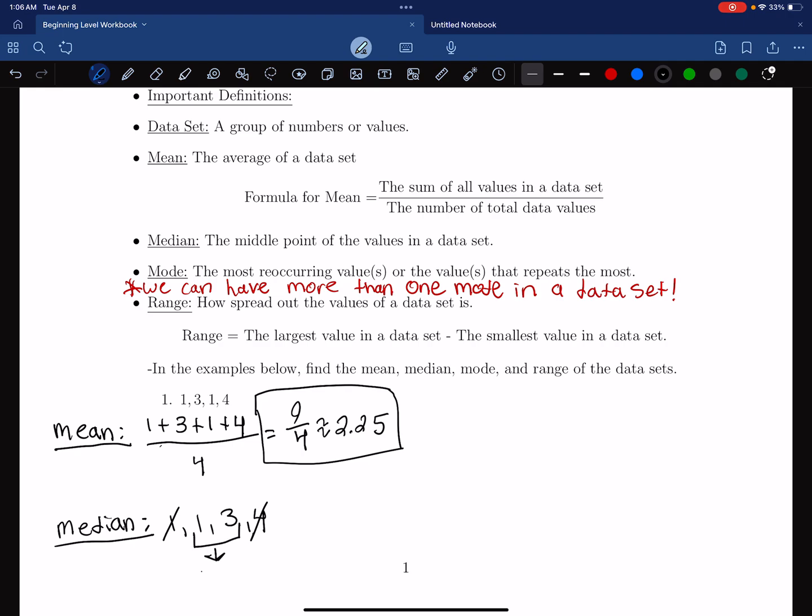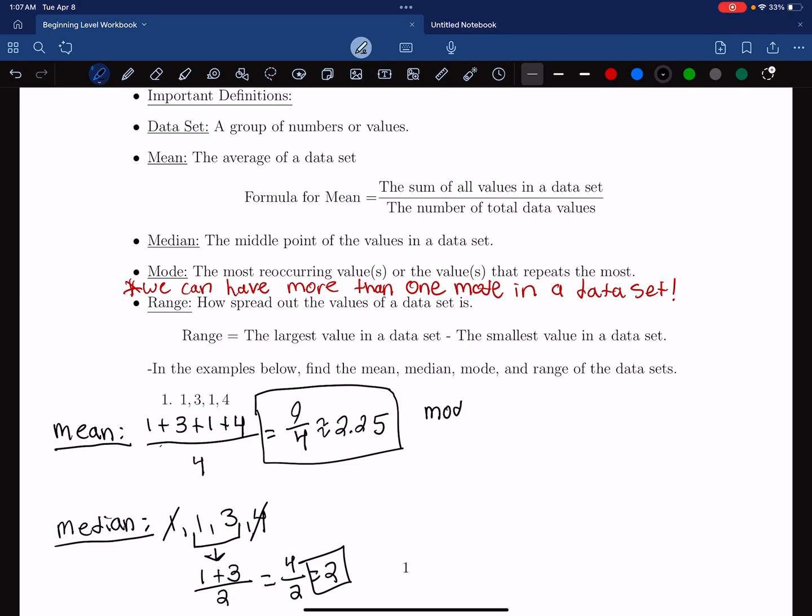So we're going to take this 1 and this 3, add them together, and divide by 2, to find the average of these two values. And 1 plus 3 is 4. 4 divided by 2 is 2. So that is our median for this data set.